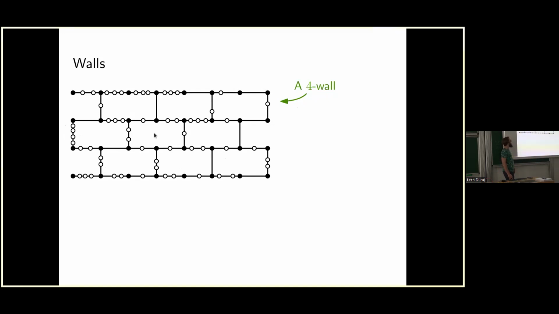And the walls are very, very important in structural graph theory because they are one kind of structure we always can find in graphs of large tree width, not only as minors but just as subgraphs. We can obtain such a wall in a graph of sufficiently large tree width.